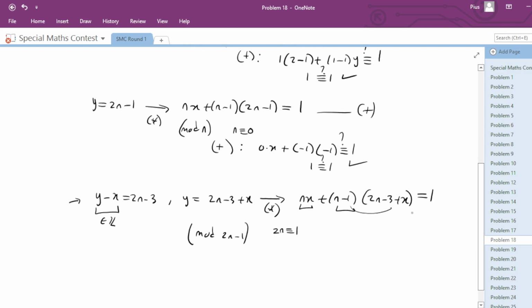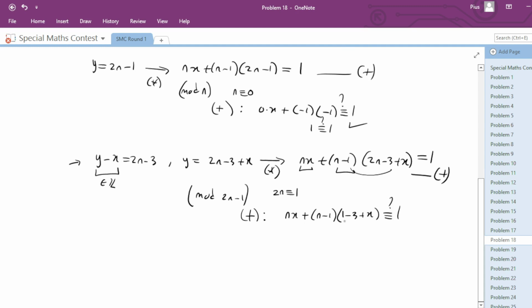So now we just need to take mod 2n minus 1 of this equation and see what it takes for that to be valid. So we have nx plus (n minus 1), then this will be 2n is the same as 1, so (1 minus 3 plus x). I want to check when this is congruent to 1. So we can simplify a bit further. We have nx plus, so this is minus 2, that'll give us minus 2n.